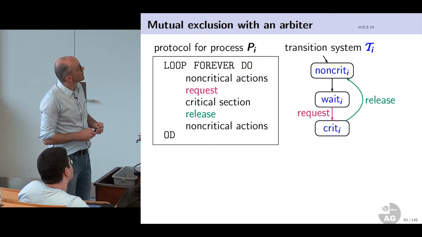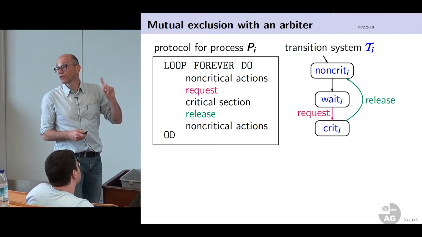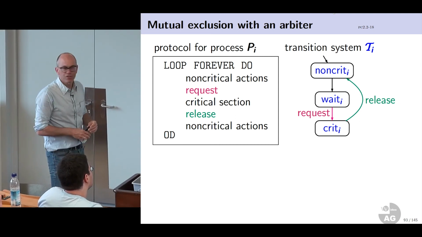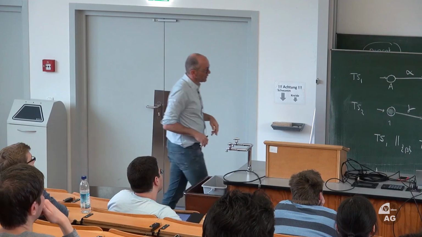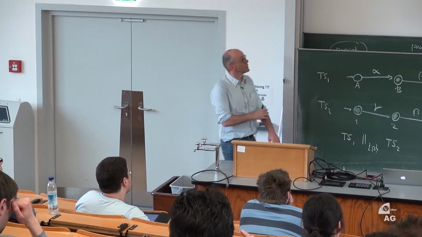So this is just a transition system. Transition system, not a program graph, it's a transition system, right? Why is it not a program graph? Because I'm talking about the parallel composition of 2 transition systems, right? It's not on the program graph level.